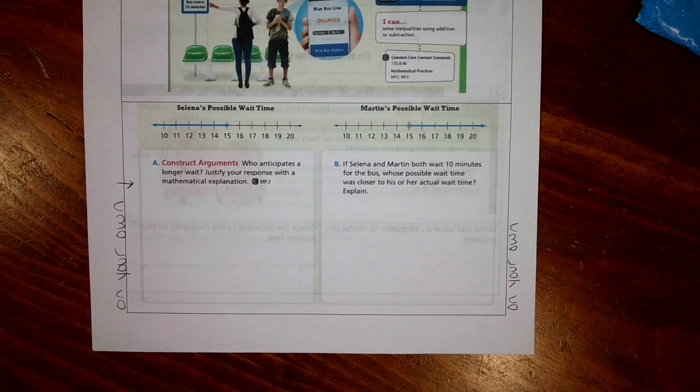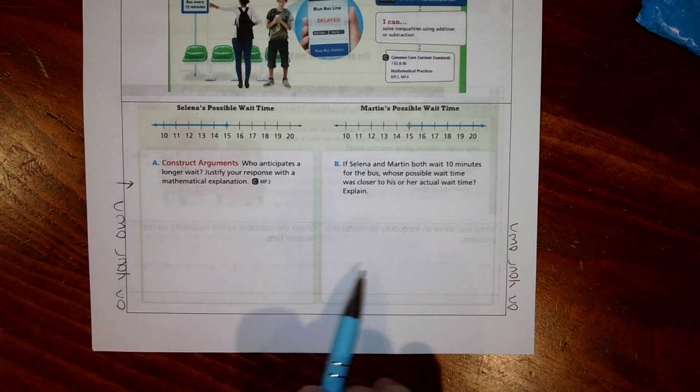So you have to decide who anticipates a longer wait. Justify your response with a mathematical explanation. And then if Selena and Martin both wait 10 minutes for the bus, whose possible wait time was closer to his or her actual wait time? And so you're going to answer both of those questions in the boxes that are provided.